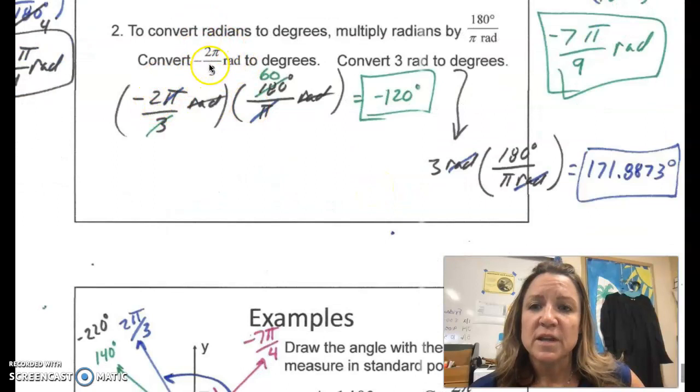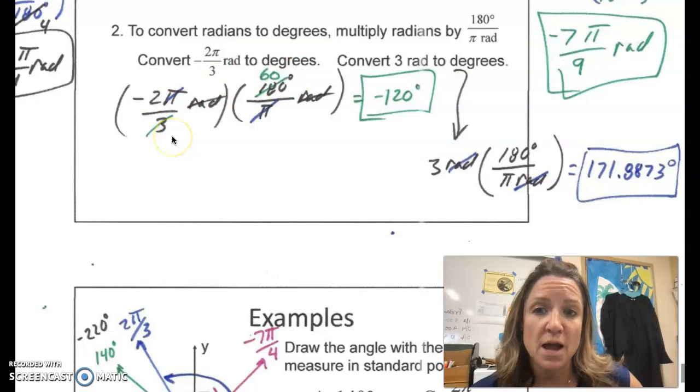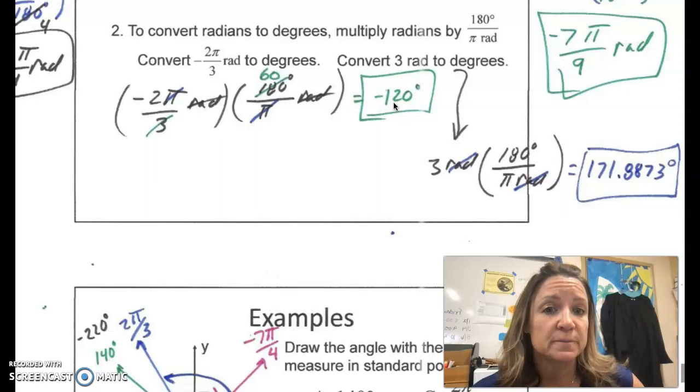So the first one we're going to do is negative 2/3 pi. And we want to change it to degrees, so we're going to write our negative 2/3 pi times the 180 over pi. Notice that the pi's cancel. And the 180 and the 3 reduce. This obviously goes to 1, this goes to 60. And then we just multiply straight across. So negative 2 times 60 is negative 120 degrees.